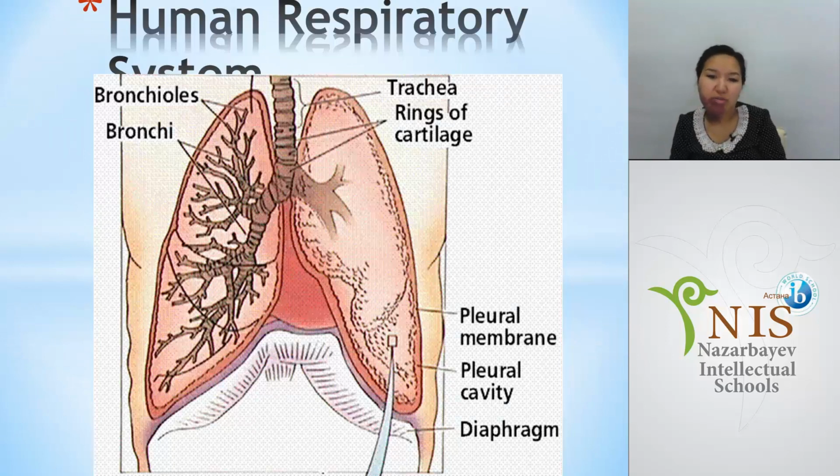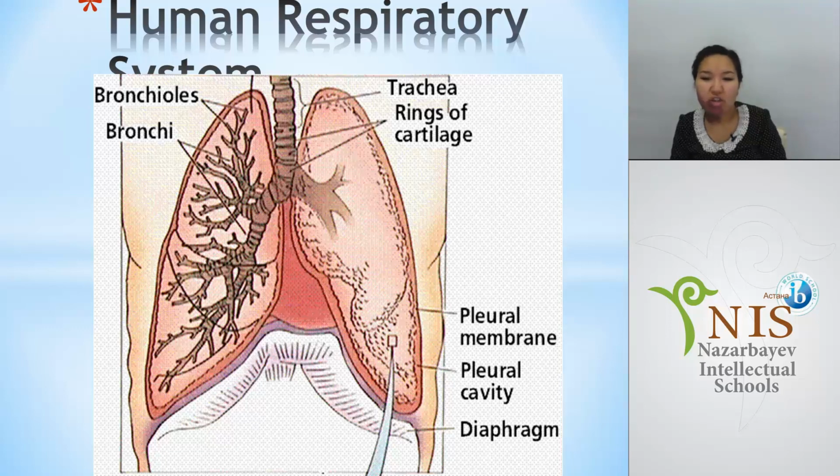Human respiratory system. Here you can see the picture where you can review all these things. First of all, the trachea, which consists of rings of cartilage. Then it divides into two groups called bronchi. Bronchi divide into little trees called bronchioles, which are also cartilage. At the end of the bronchioles, we have a lot of alveoli. Around the alveoli, we have a lot of capillaries.